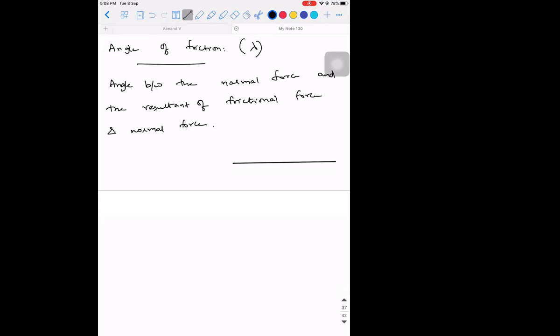Let us say you have a rough surface on which there is a block placed of mass m. Let's say you're trying to pull the block with force capital F, then the frictional force will act to the right. Then the normal force will be like this, and this is the direction of frictional force. I hope you are able to visualize this. So this is the frictional force, this is the normal force.